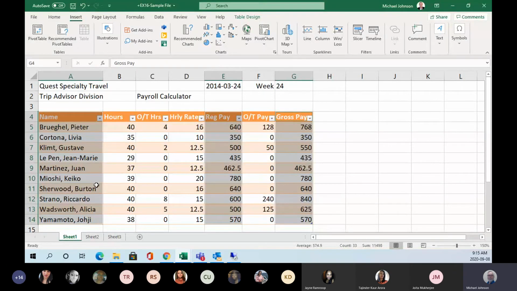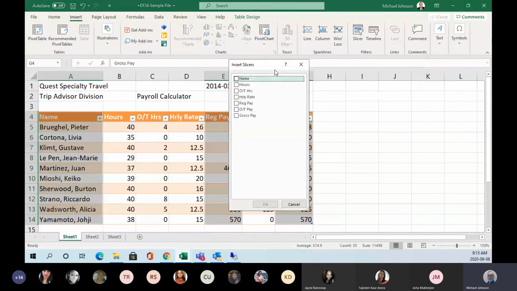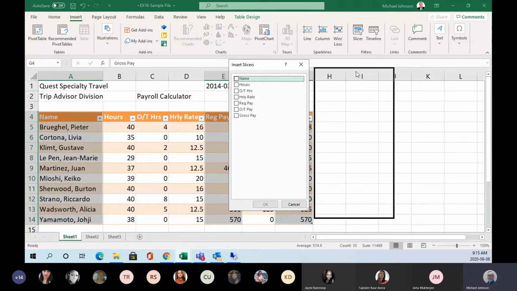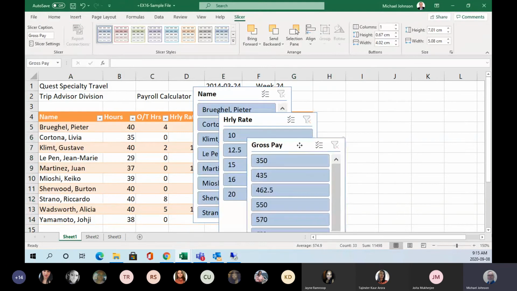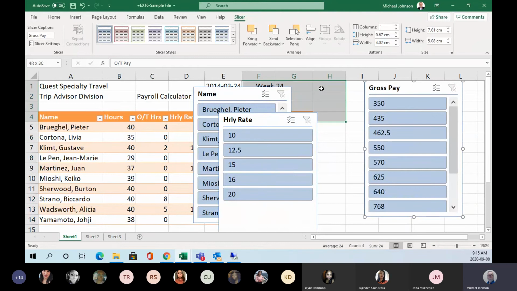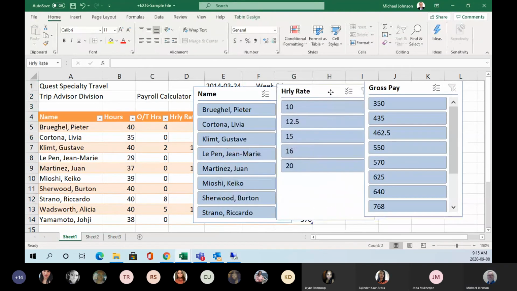But there's another tool here I really like, and that happens to be the slicer. So if I choose slicer, it allows me to filter really fast, okay? Now, maybe I want to do it by name, and maybe I want to do it by hourly rate. No, I want to do it by, let's say, hourly rate. We'll do hourly rate, and also gross pay. Click OK. There you go. So now I can actually sort by all three of these elements. There you go.